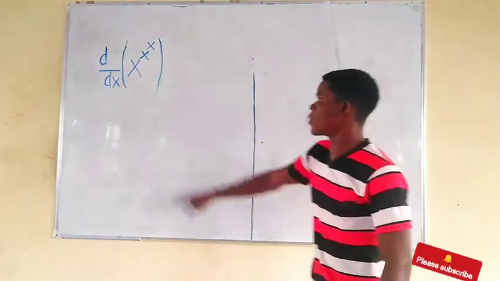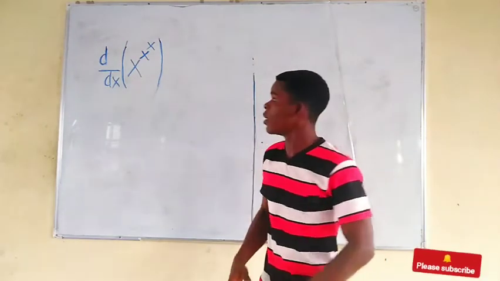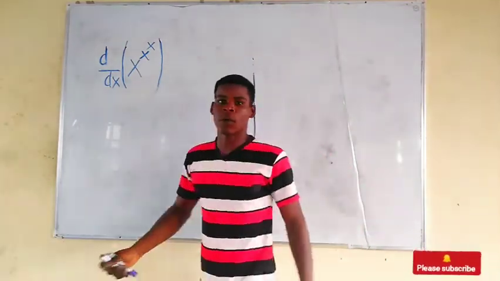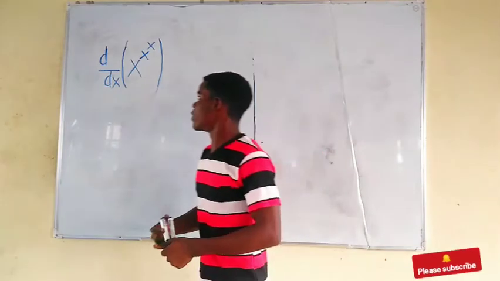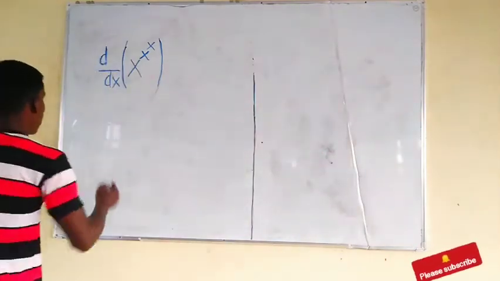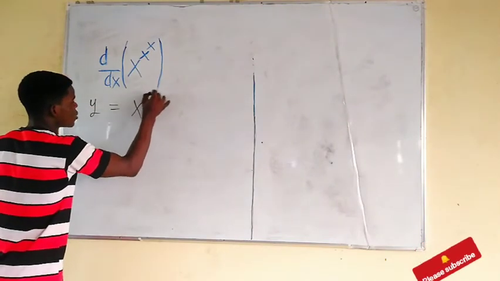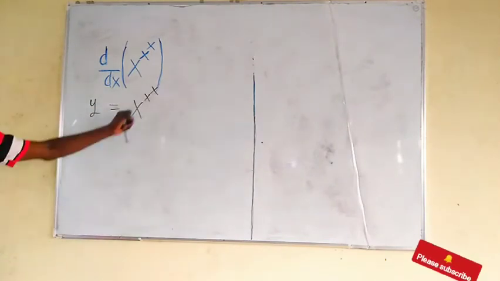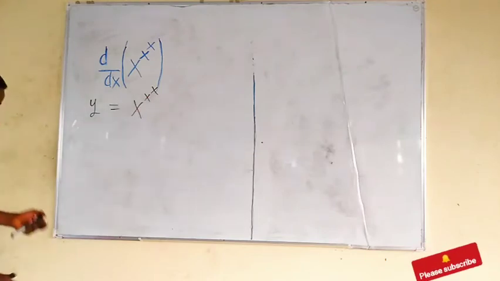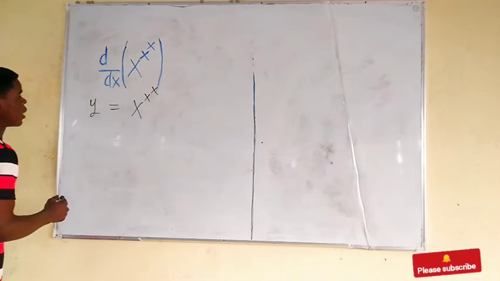In here we want to differentiate x to the power x to the power x, like that, right? So let's just go ahead and do this very fast. I assign my y, I said my y should be x to the x to the x, and because of that, we're going to have y equal to all of that, right?